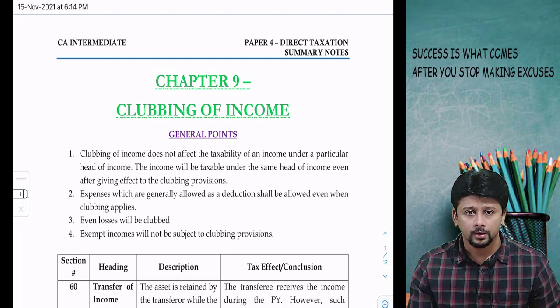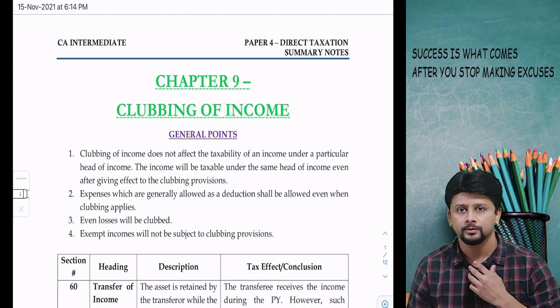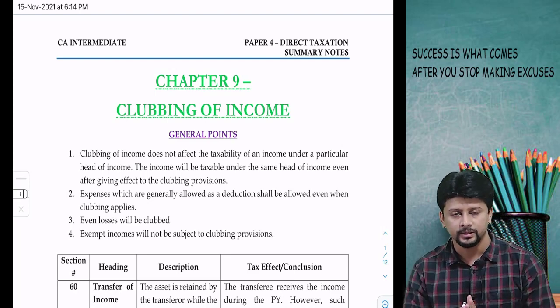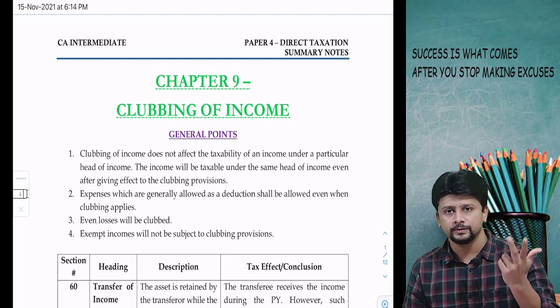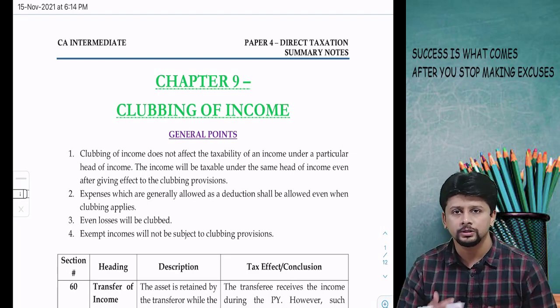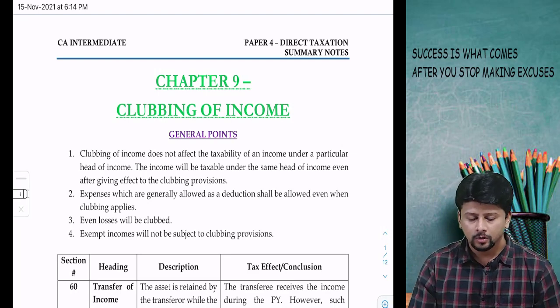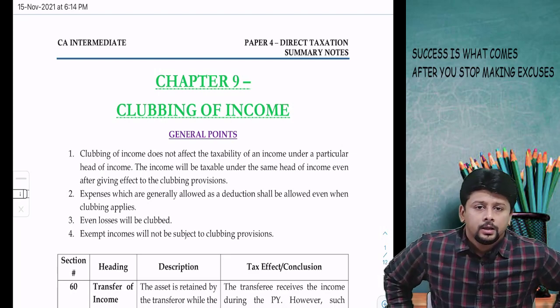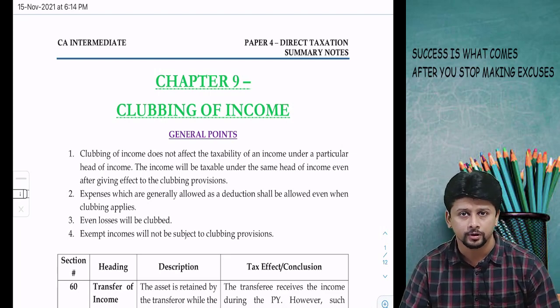So, continuing with our revision slot, I am taking up three simple chapters, three simple topics: clubbing of income, set off and carry forward of losses, and a small topic of CA final which has come down to the CA intermediate level, alternate minimum tax AMT. Concepts are pretty simple: clubbing of income, and the second chapter, set off and carry forward of losses.